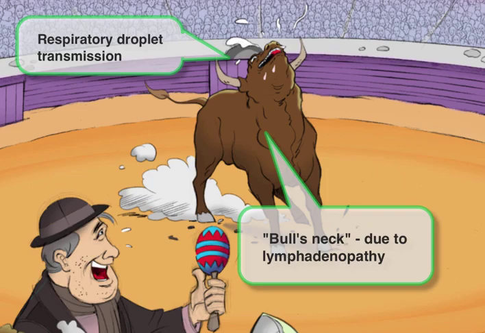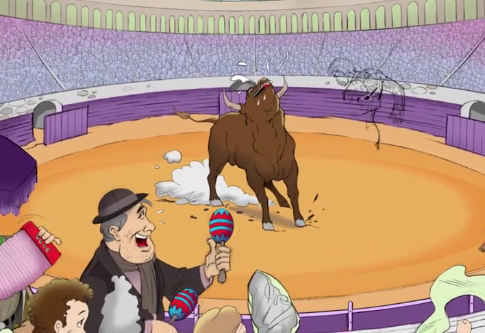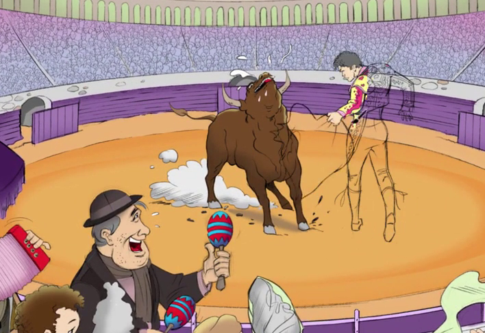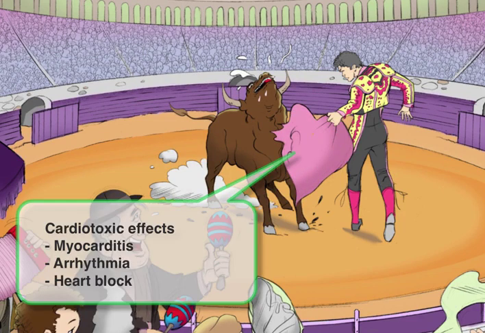If this toxin gets into the bloodstream, it can have systemic effects, both on the heart and nervous system. Diphtheria infection can lead to life-threatening myocarditis. This can present with arrhythmias and heart block. To remember these cardiotoxic effects of diphtheria, we're going to use our matador, and we're going to give him a cape in the shape of a heart.